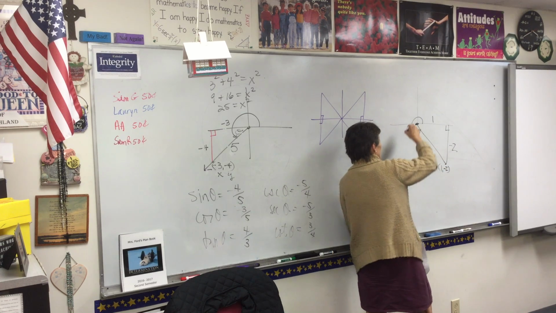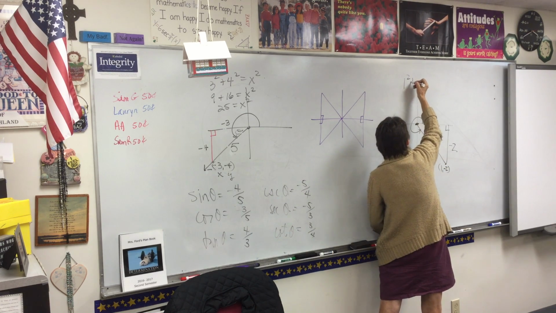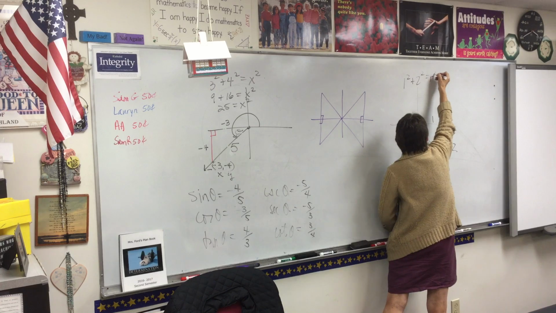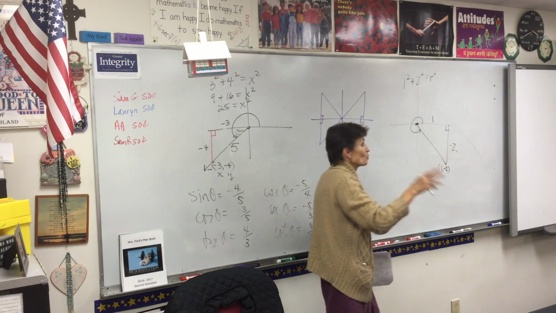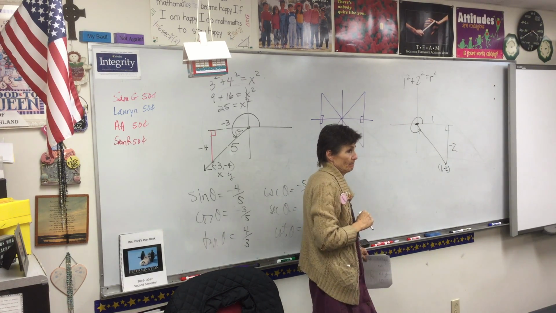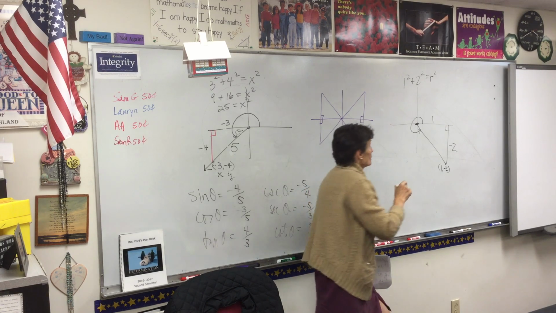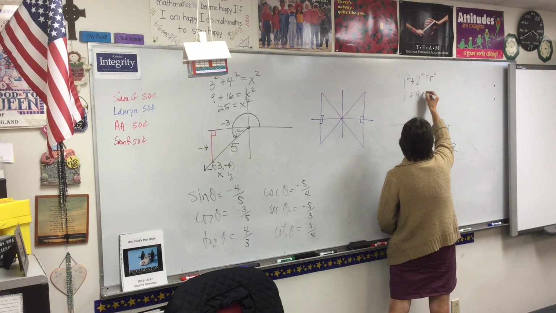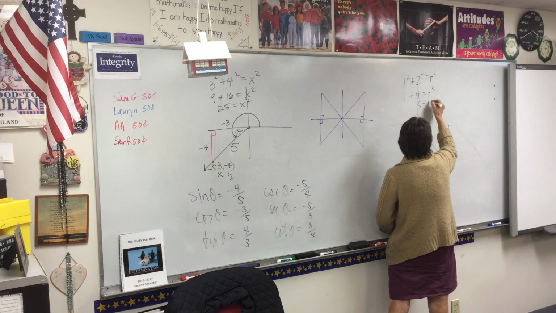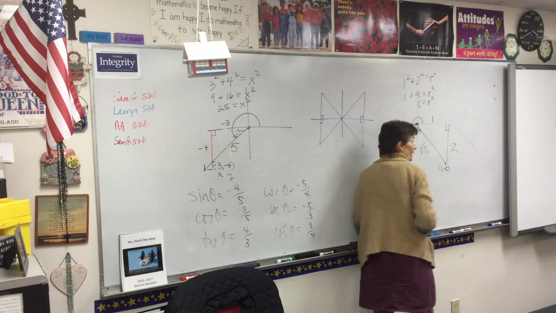And now I'll do my Pythagorean theorem. Forget the negatives. 1 squared plus 2 squared equals r squared. The negatives get squared out, so just forget them. So 1 plus 4 equals r squared, 5 equals r squared. R is going to be the square root of 5.